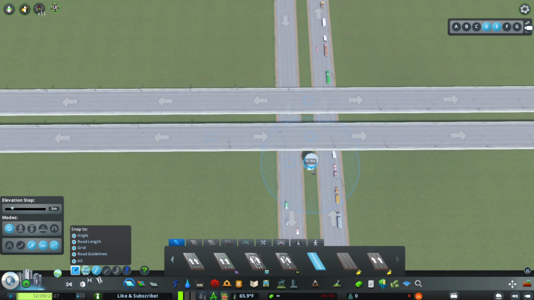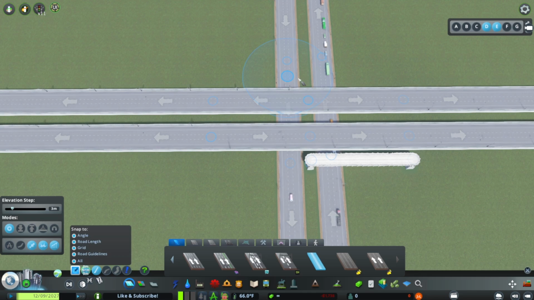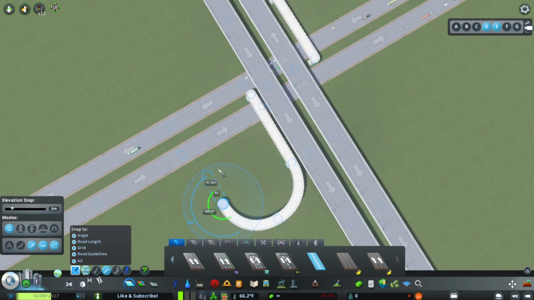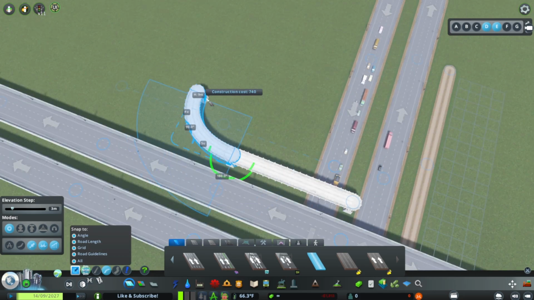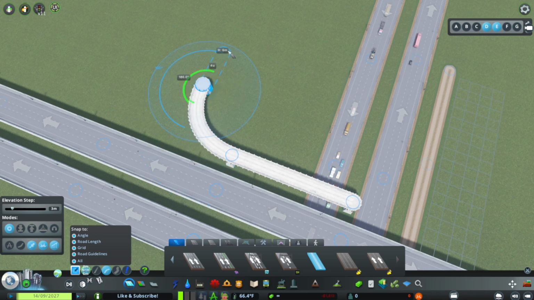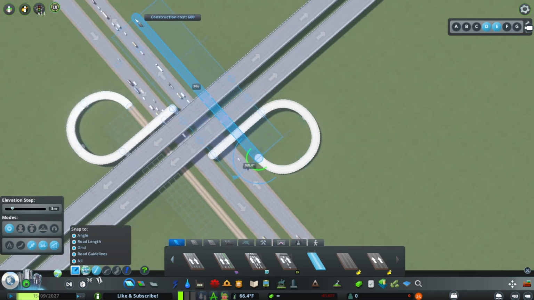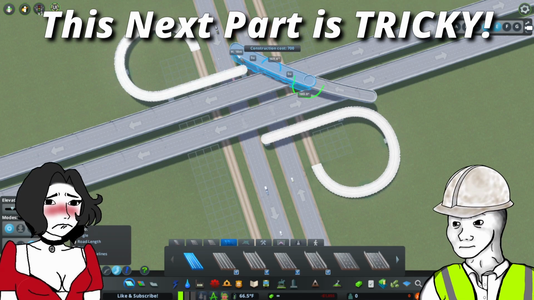I'm using dirt roads to create the initial looping ramps, starting with straight segments, mirroring the highways on each side, 10 units long. Next, I'm making 5-unit curves using the curved road tool, gradually sloping it down 1 step or 3 meters around each curve, ending just above ground level and making 30-unit long straight segments to come underneath the highway overpass. If you're playing fully vanilla, this next part is tricky.